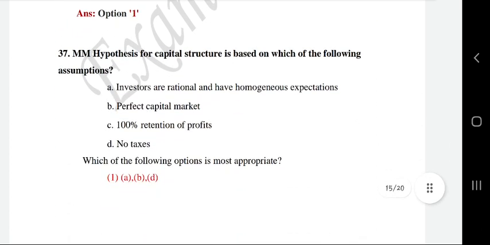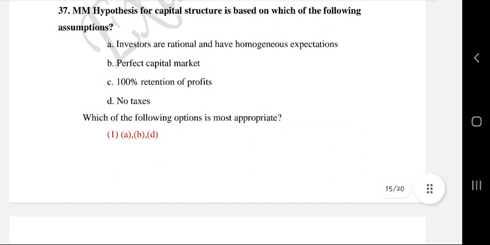Then 37, the MM hypothesis for capital structure is based on which of the following assumptions? The answer is 1, A, B, D. The hypothesis for capital structure is based on investors being rational and having homogeneous expectations, a perfect capital market, and no taxes.